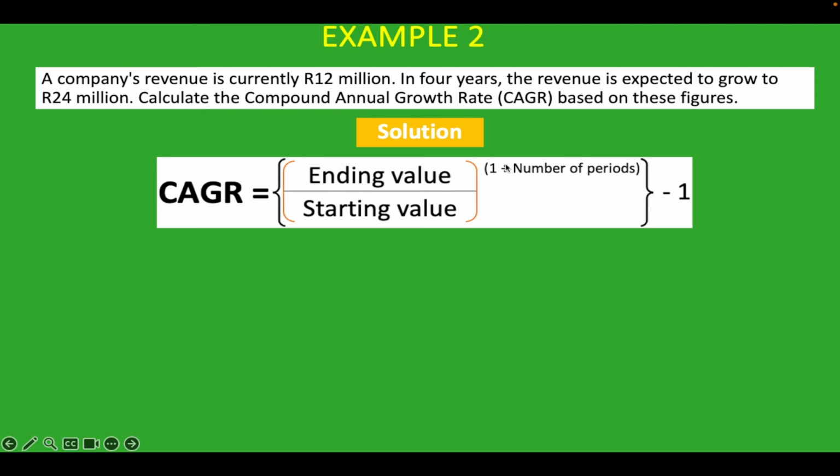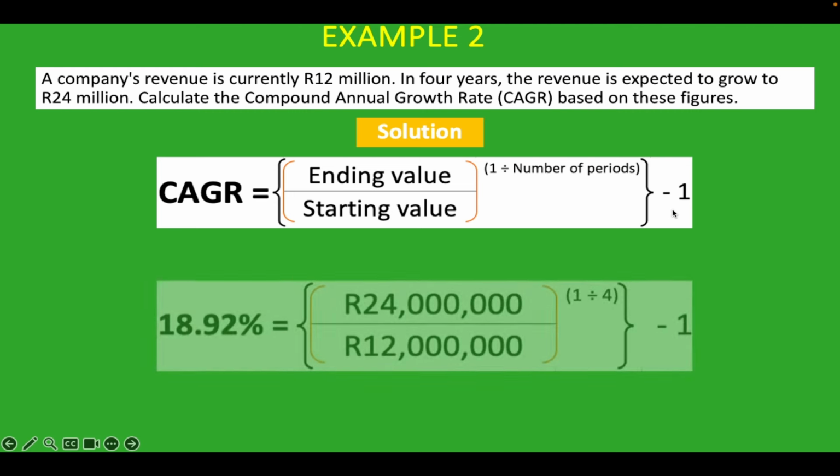We raise it to the power of 1 divided by, what is my number of periods? 4 years. As you can see here, in 4 years time. And then once we are done with that, we will deduct 1 and we've got our CAGR. So here's what it looks like.